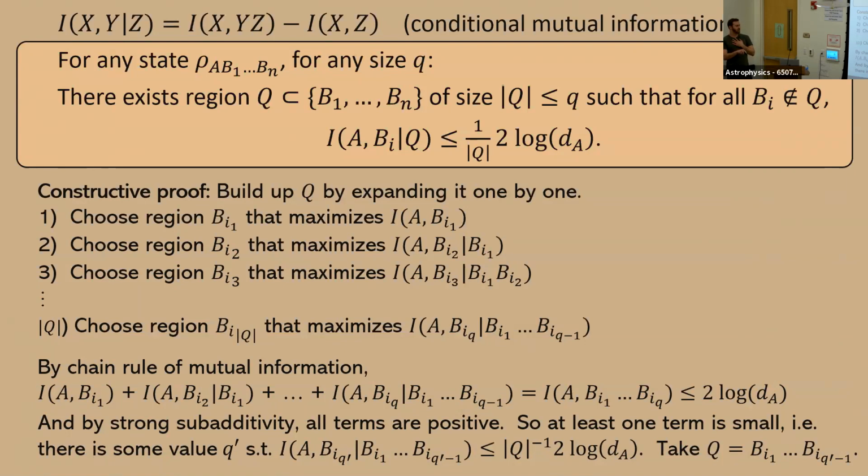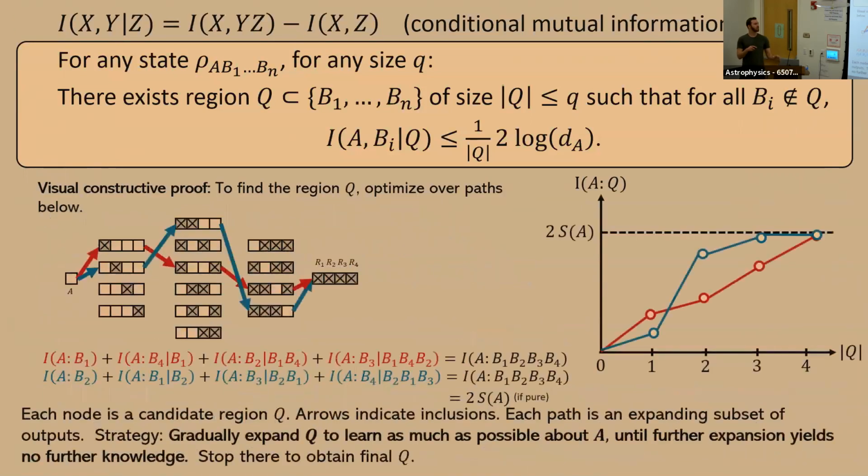A key element will be using the chain rule of mutual information and also using strong subadditivity. So people in quantum information theory often say that any slightly non-trivial theorem probably used strong subadditivity. So that's true here as well. It's sort of one of the main technical results in quantum information theory, a basic result. Okay, and let me also flash up here this sort of visual proof that you can find in the paper.